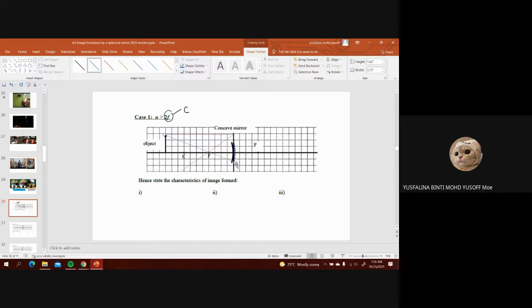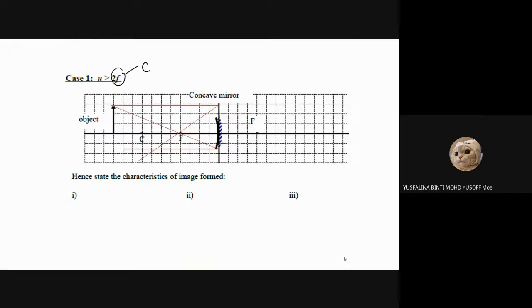Then it is reflected back, a straight line like that. So this is the ray diagram for the first one, when u is bigger than 2f. Where is the image? So this is the image.